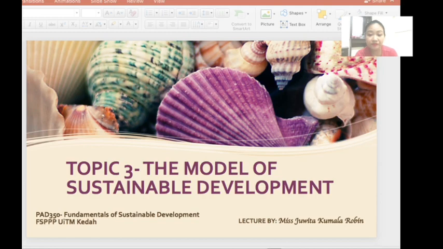PAD350, Principles of Sustainable Development course. Today, I'm going to teach about models of sustainable development, which is the topic in the third chapter of the course. These models will expose the importance of sustainability itself and how we evaluate the condition of sustainability in order to achieve the sustainable development goal. Alright, let's start our lesson now.